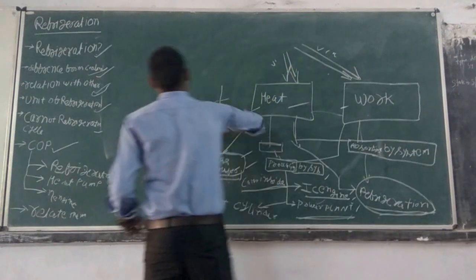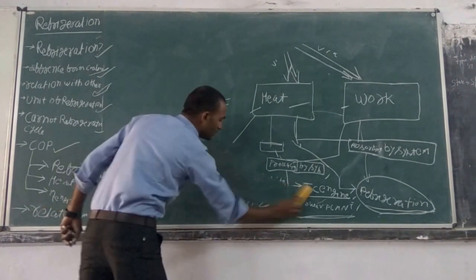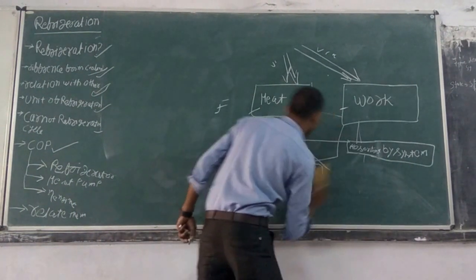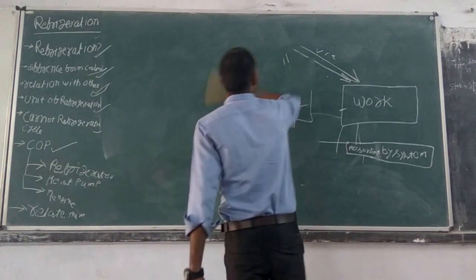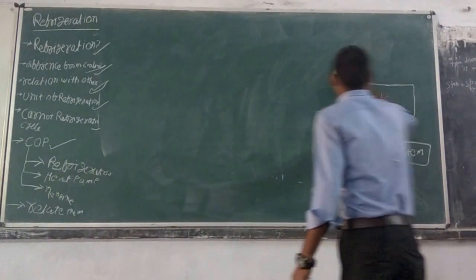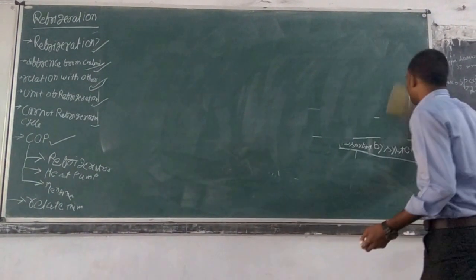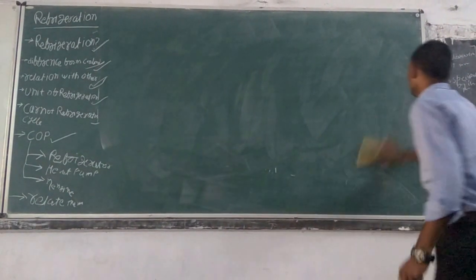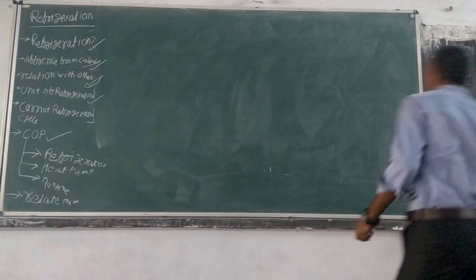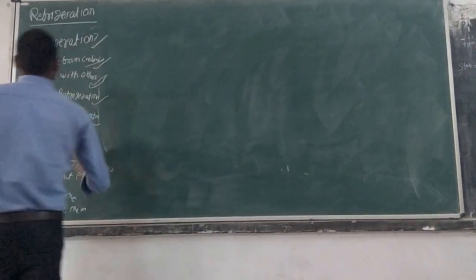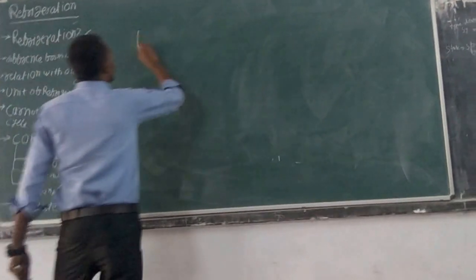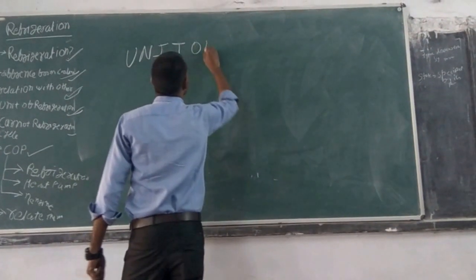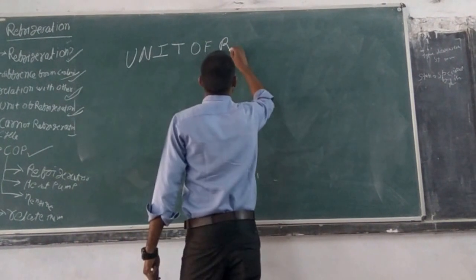Now we all know what is refrigeration, what is cooling, from where the refrigeration topic originated, and how it works. That is, what are the resources used by the refrigeration system, that are, as I showed you, heat and work. Now coming to the third topic, that is unit of refrigeration.